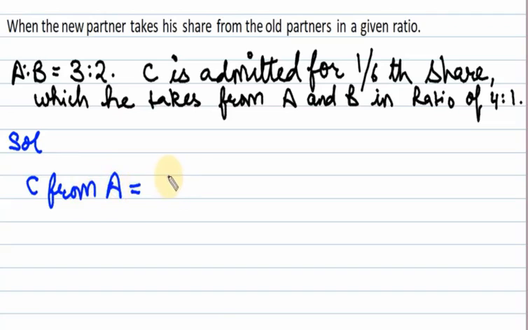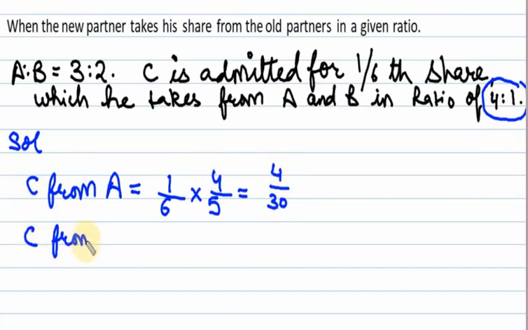So C from A, 4/5 of 1/6 part he is taking from A. The ratio is 4:1. That means from A he is taking 4/5. That means he is taking 4/30 from A. And now what he is taking from B. 1/5 of 1/6, that is 1/30, he is taking from B.